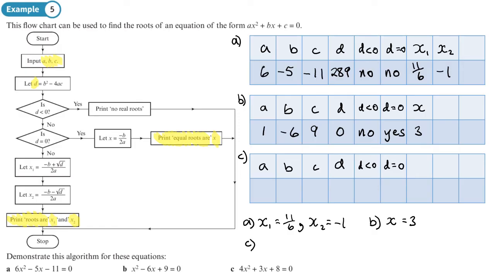C, input A, B and C again. So 4, 3 and 8. Work out B squared minus 4AC. That gives us -119. Get to this box here, is D less than 0? The answer to this one is yes. So then we print no real roots. So we'll just put down here no real roots as the output.